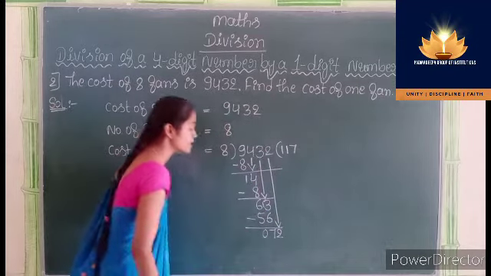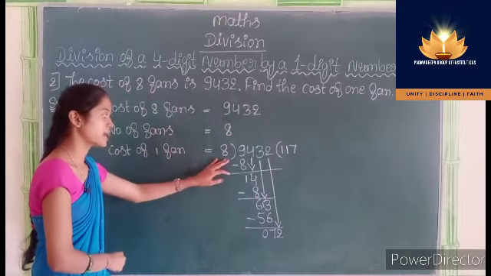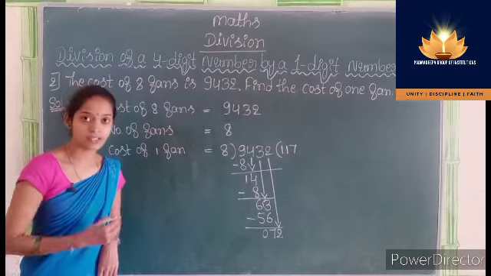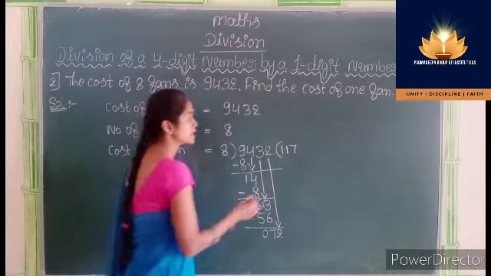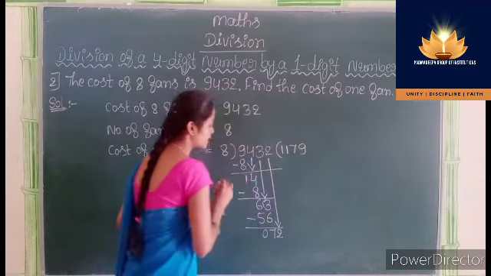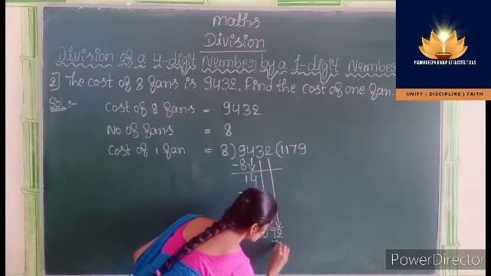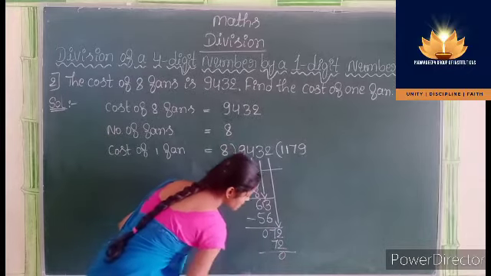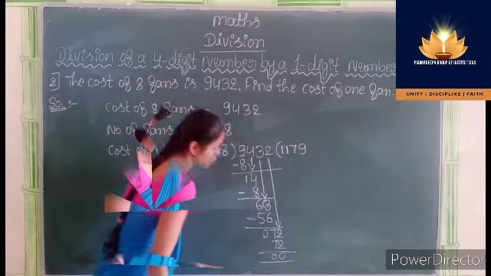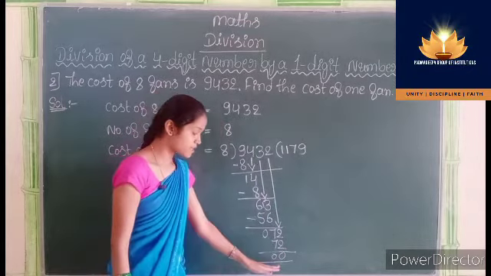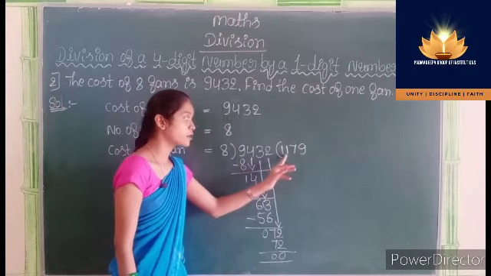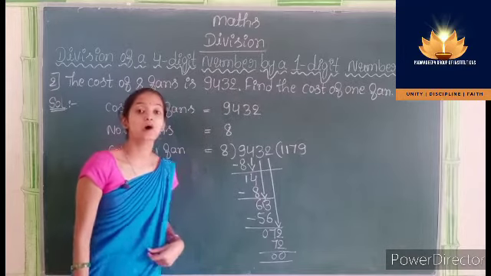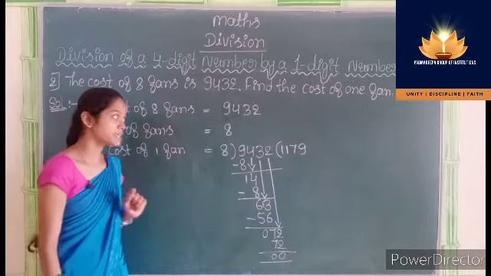This 72 is exactly divisible by this 8 on 9. 8 9s are 72. 9 should be written in quotient place. Then write 72 below this 72. 2 minus 2, 0. 7 minus 7, that is 0. So here we get a remainder as 0 and quotient 1179. Therefore the cost of 1 fan is 1179.